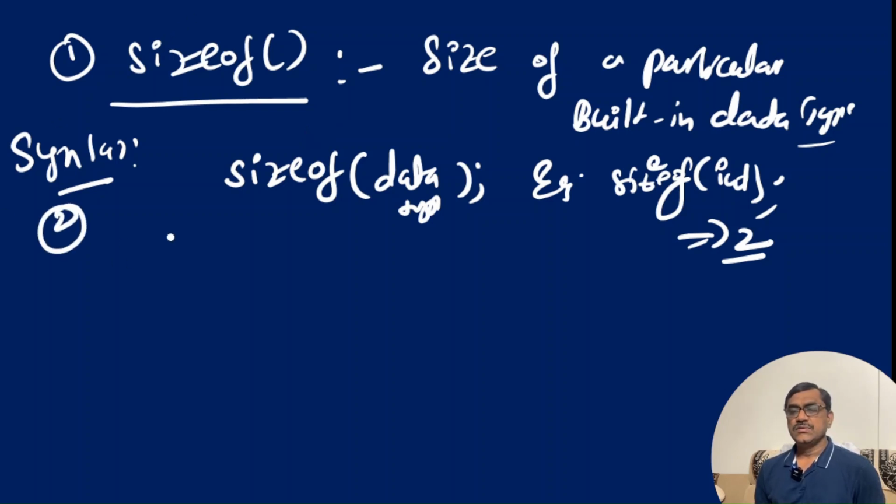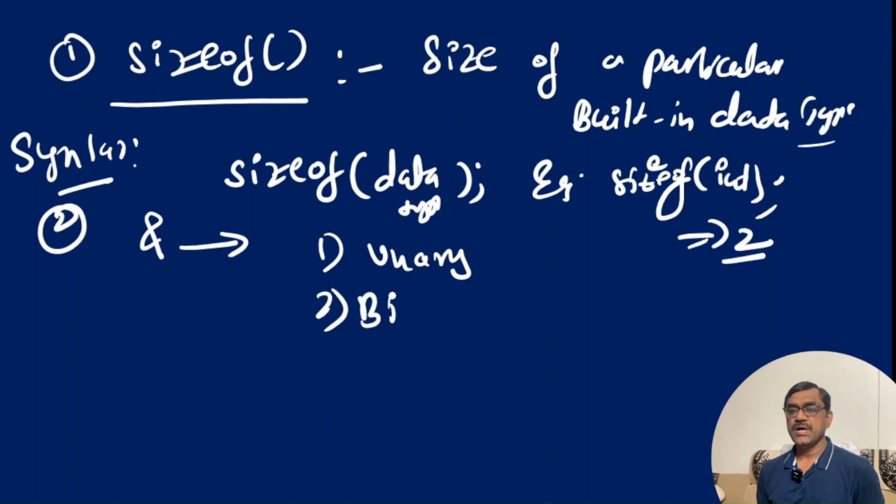After this, we are going to discuss the operator ampersand. See, this single ampersand will act as a unary operator as well as a binary operator. When it acts as a binary operator, it is nothing but bitwise AND.